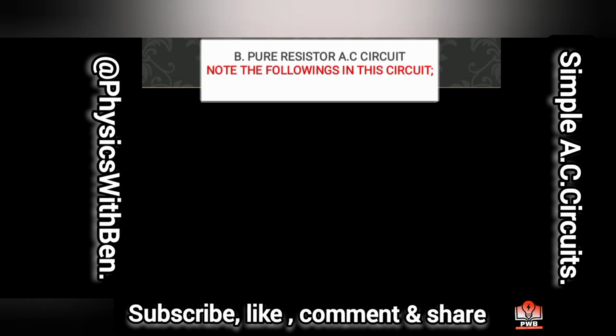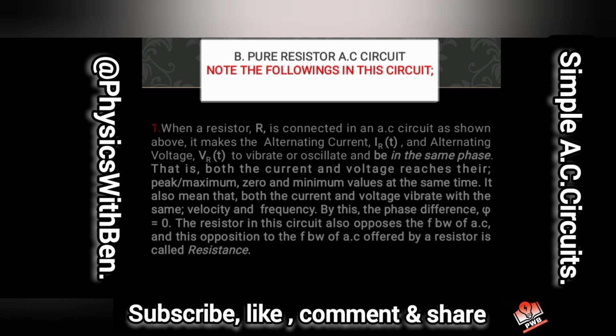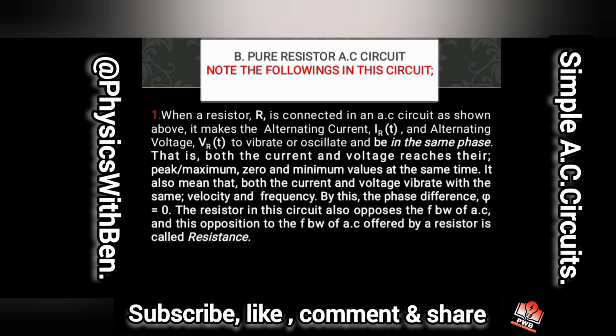So note the following in this type of circuits. Number one, what I just projected right now is very, very important. You need to know that for a pure resistor circuit, what happens to the alternating current and the alternating voltage is very, very important.